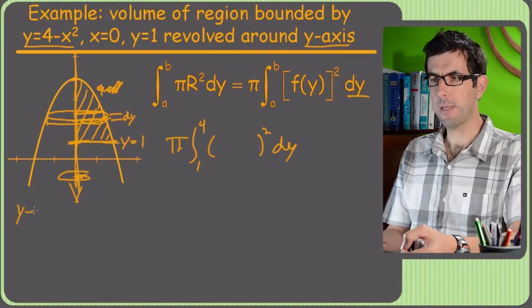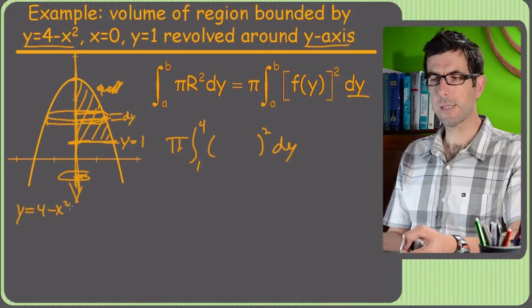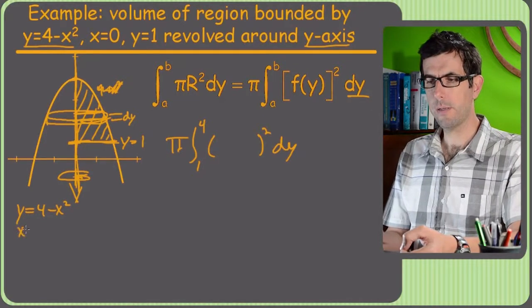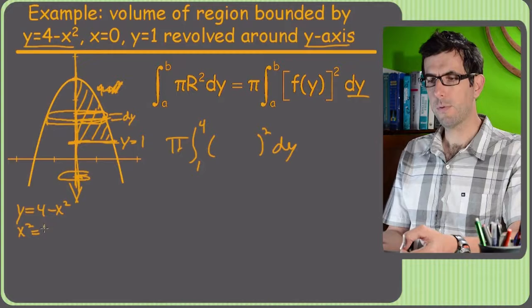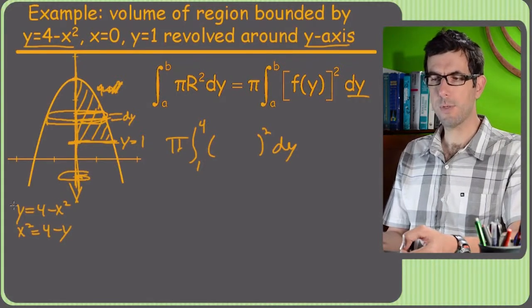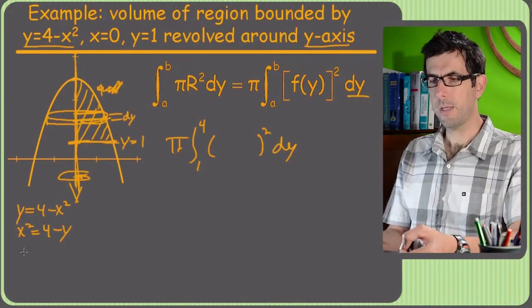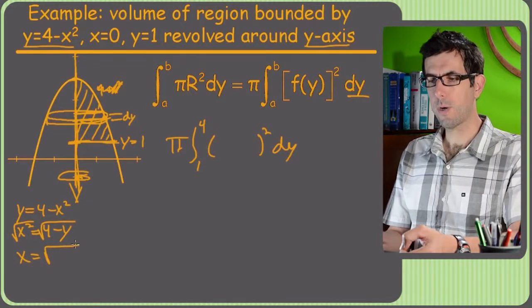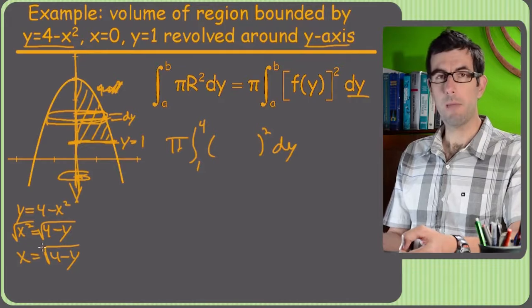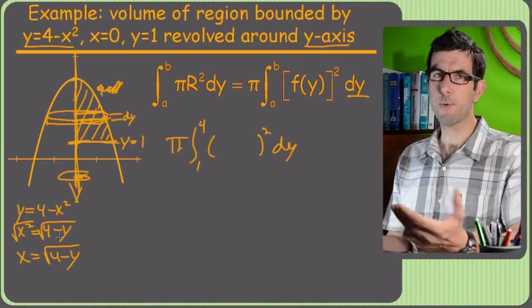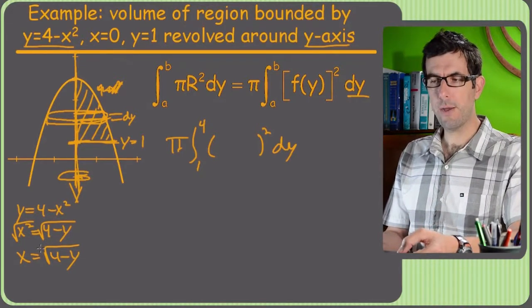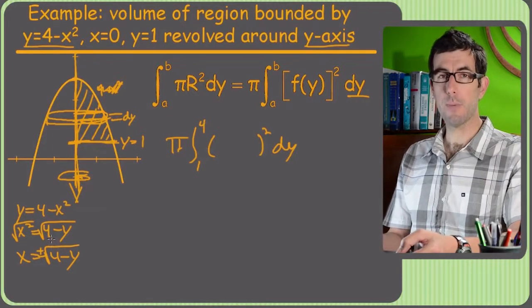So first we'll just recopy it. y equals 4 minus x squared. So solving for x, I'll get x squared equals 4 minus y. So if I add x squared to both sides and subtract y. So square root both sides, and we get that x equals square root of 4 minus y. Now you might be wondering, why did I not put in a plus or minus? And true, I could have done that. Could have put in a plus or minus.